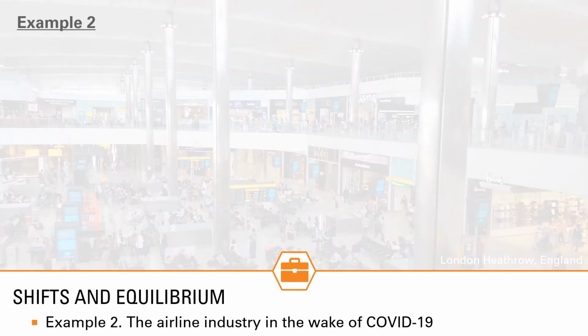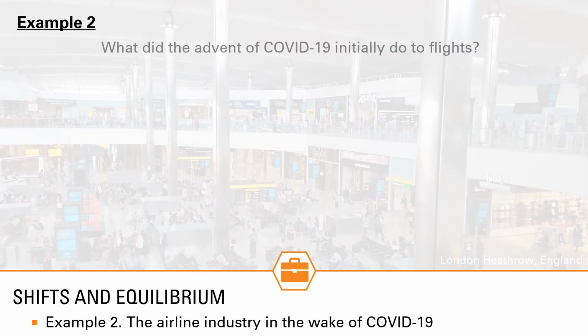Let's consider this second example. What did the advent of COVID-19 initially do to flights? We're going to talk about the initial effect. What happened immediately when COVID-19 became a worldwide pandemic, before companies had a chance to change how the flights work? First of all, we identify the shift. Is it the demand curve? Is it the supply curve? Let's look at it one by one.